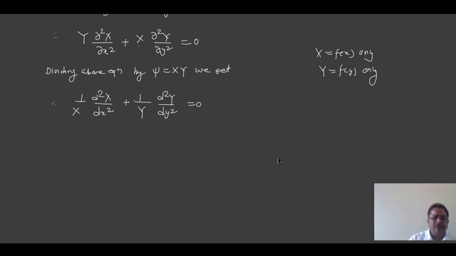Okay, and further I can take one of the terms from the left hand side to the right hand side, and therefore the next term is I will write 1 upon X into d²X/dx² is equal to minus 1 upon capital Y into d²Y/dy². Call this my equation number 3.